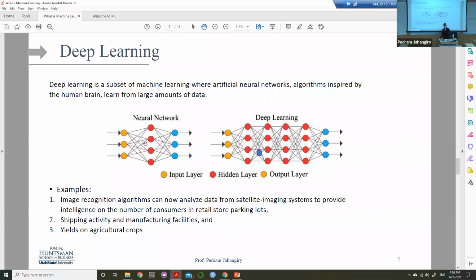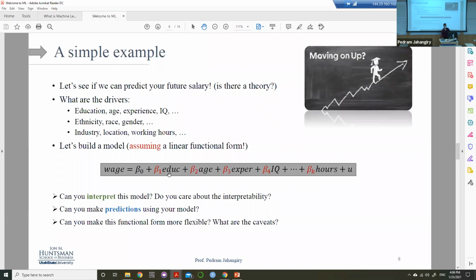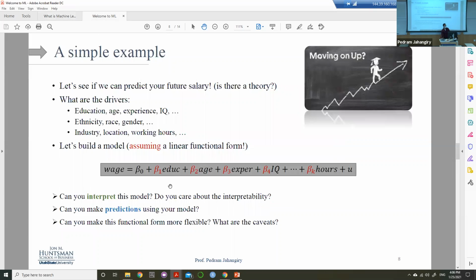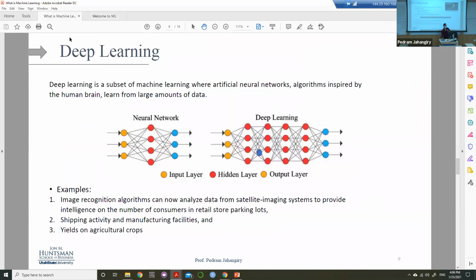What is in between? In between, we call it hidden layers. And those hidden layers can be any combination of these input layers, right? So imagine I want to combine education and age together and put it here. Does that make sense? It's not only that, it's a combination of anything, right? Education, age, experience, all of the different paths there. And it's not even one layer. We call it a neural network when there's one hidden layer. We call it a deep neural network when there are multiple hidden layers, right?